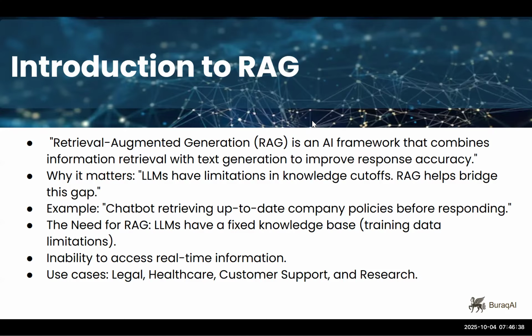Why it matters: as we said, LLMs have limitations in knowledge cutoffs. RAG helps bridge the gap, for example, a chatbot retrieving up-to-date company policies before responding. It also addresses the fixed knowledge base and training data limitations. Obviously, an LLM cannot be trained on all the organizational data of the entire world. Of course, it's not feasible, it's not allowed. Nobody will give your data publicly to train the LLMs, right? So that's internal training that you can do, which is very expensive again.